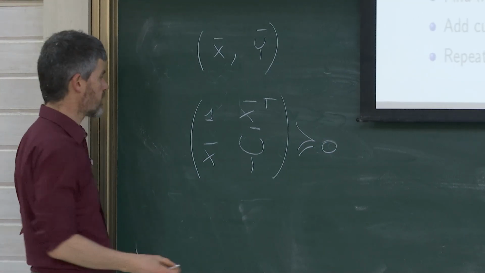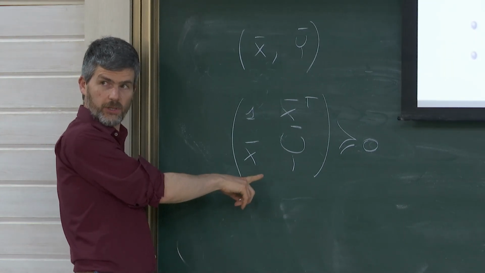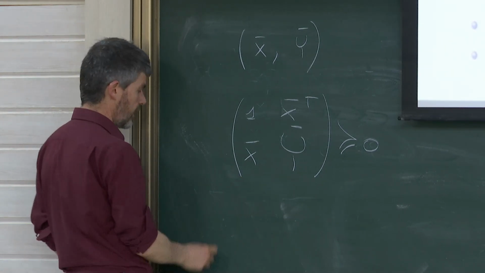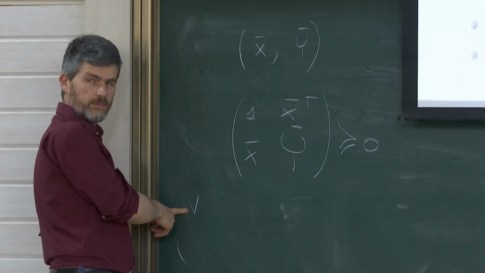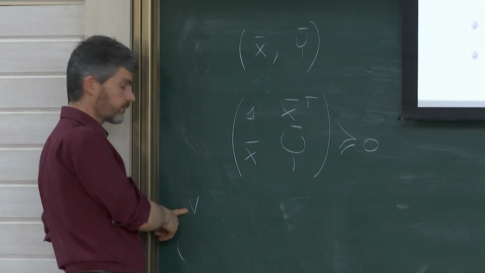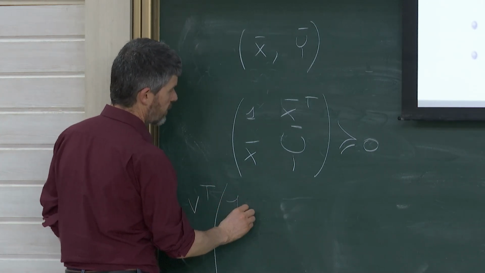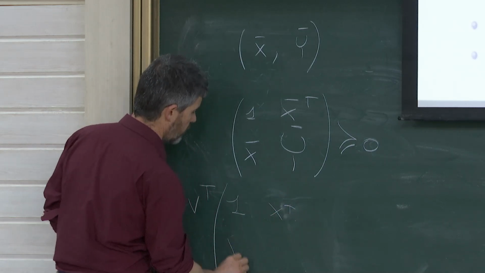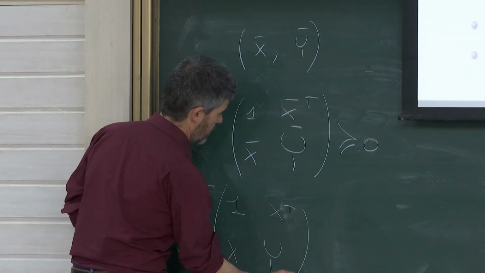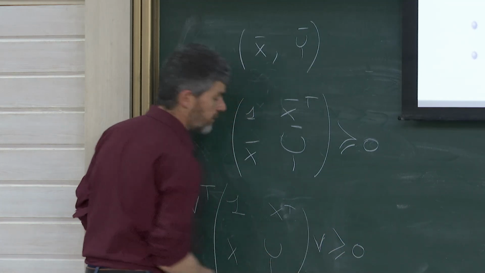Otherwise, you probably need to branch, or you find the minimum eigenvalue and the corresponding eigenvector of this matrix. Suppose it's V, and this is going to be an n plus 1 dimensional vector. And the cut is going to be like this then: V transpose times the matrix (1, x transpose; x, y) times V, greater or equal than 0.